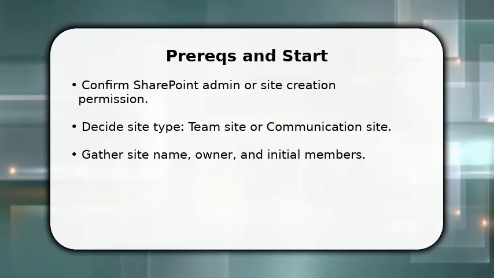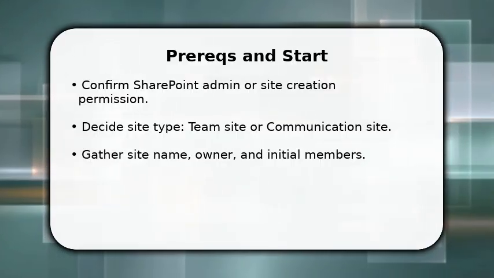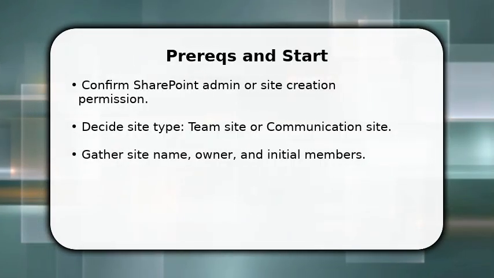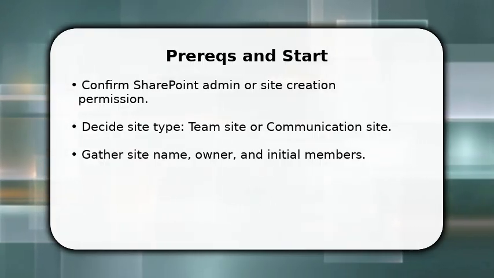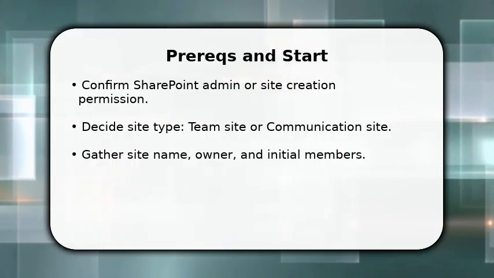Enjoy the video. You have permission and details ready, so start by opening the SharePoint home in Microsoft 365. Click Create Site and choose Team or Communication depending on collaboration needs. Team for groups, communication to broadcast.